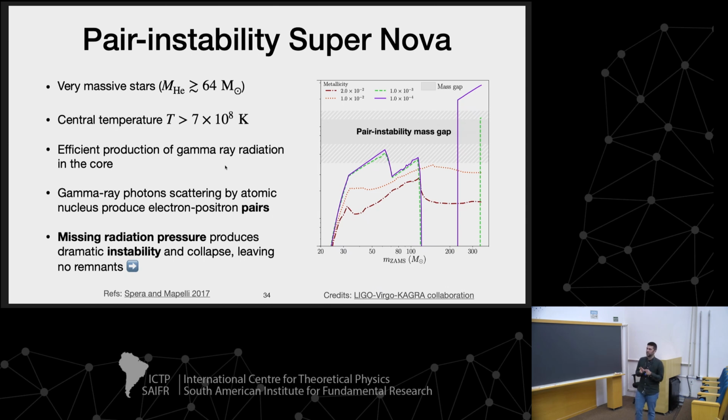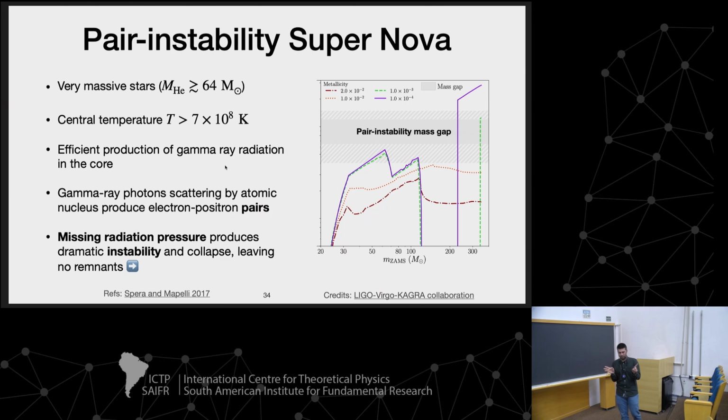So in this phenomenon, what happens is that you are reducing the number of photons in the nucleus of a massive star, and this results in missing radiation pressure. So basically, the core is missing radiation pressure, this produces dramatic instabilities, and the core starts to collapse to the point that it is not leaving a remnant.